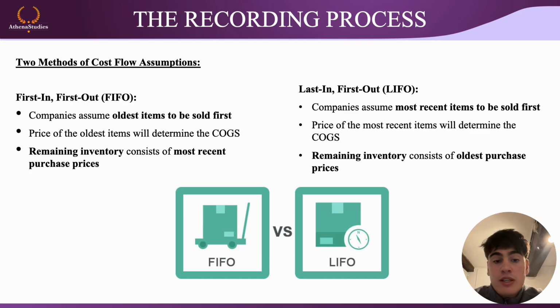So FIFO is used by companies that assume that the first items are sold first, because it is first in, first out. The price of the oldest item will determine the cost of the goods sold. And remaining inventory consists of the most recent purchase prices. So FIFO is used in companies where inventory is perishable or time sensitive, like in medicine or in a supermarket. And then we have LIFO, for companies that assume the most recent items are sold first. So the opposite case to FIFO.